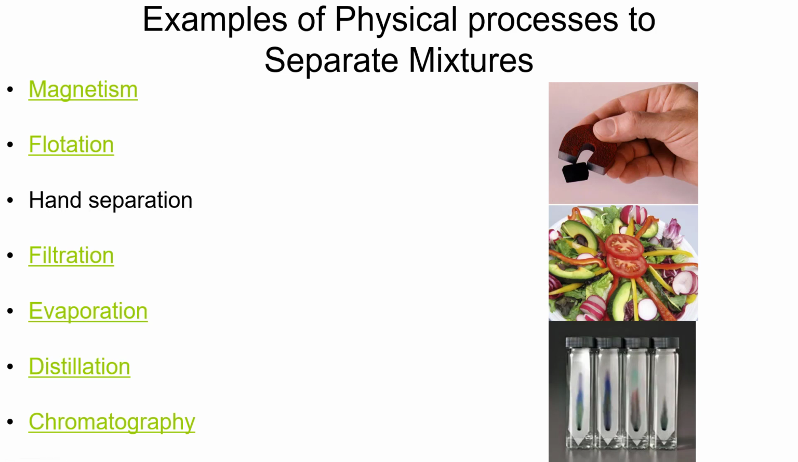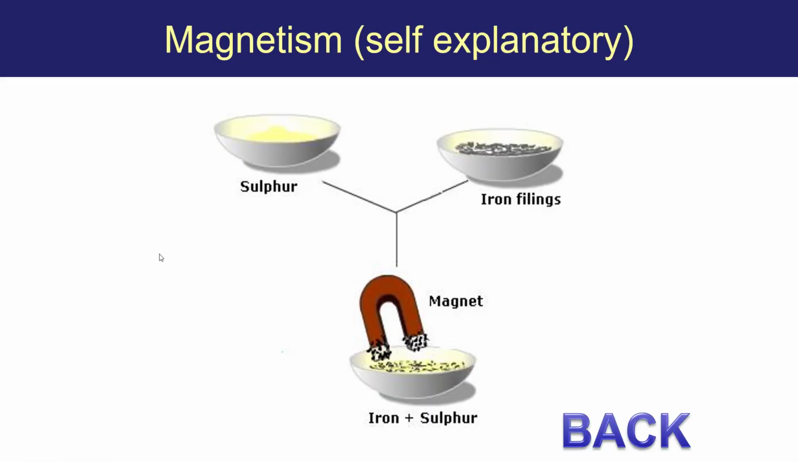The first one I want to jump into is magnetism. Magnetism is pretty cool and pretty self-explanatory if you consider it. You have to use the physical property of something being magnetic and something not being magnetic to be able to separate the mixture. Take, for example, if we wanted to separate sulfur and iron filings. Well, sulfur is non-magnetic while iron filings are magnetic.